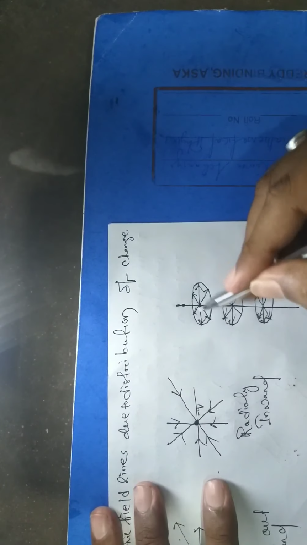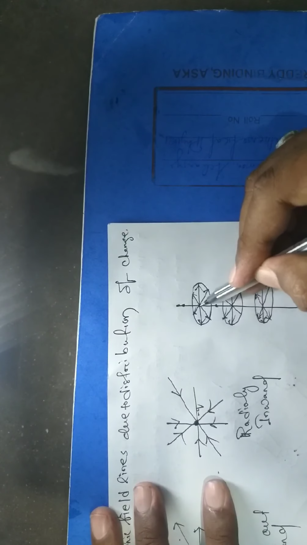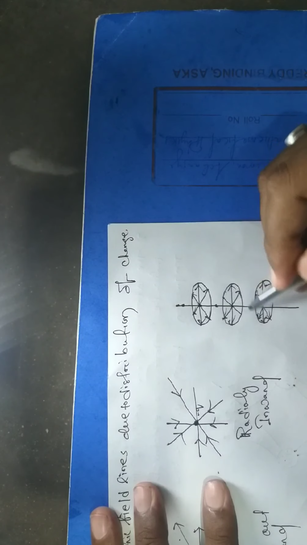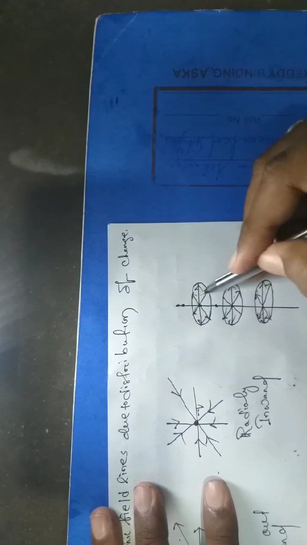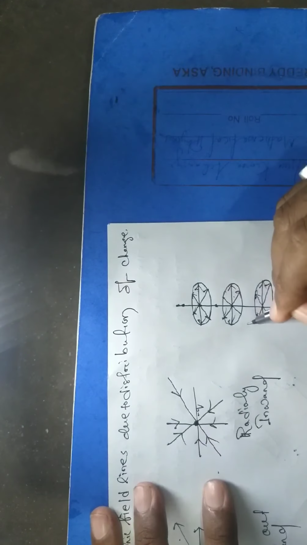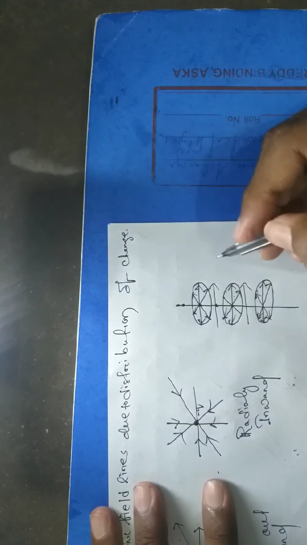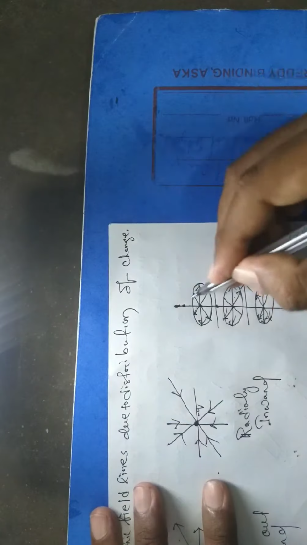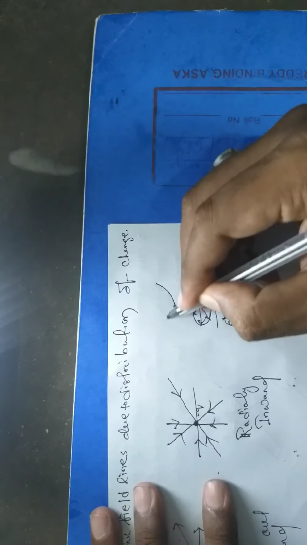Why are the lines of force parallel in nature? Because these are similar types of charges, so they produce lines of force. Those lines of force repel each other, so they become parallel in nature. Lines of force are parallel in nature, like that. But at the edge of the line charge, the lines of force behave as radially curled.